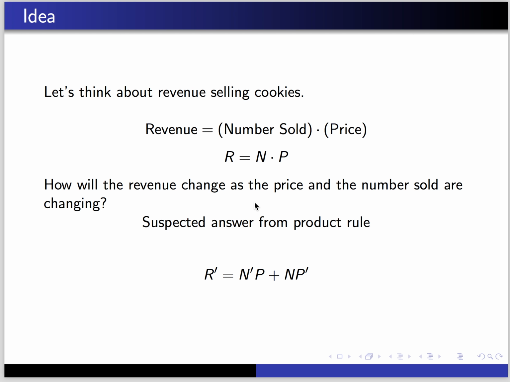Right? And so our suspected answer from the product rule says, well, it looks like we're looking at a derivative, because that's rate of change. And if we are multiplying two functions together, then the derivative should be given by this formula here. Right? Take derivative of one times the other function, and then sort of add this extra term. Let's see what's going on. Let's try to use common sense to see if we can understand this.